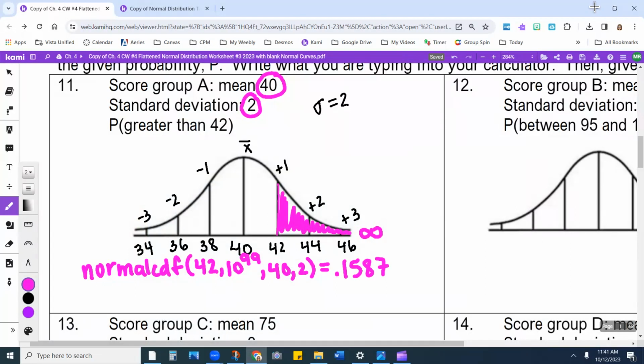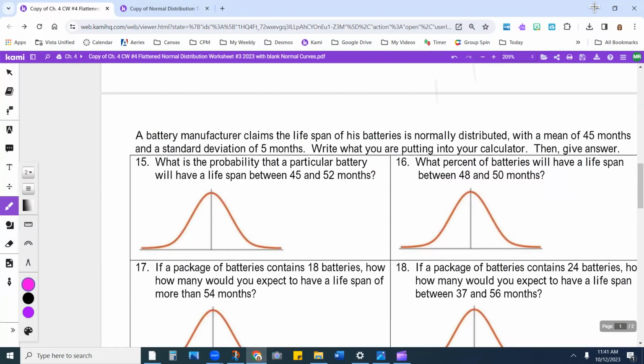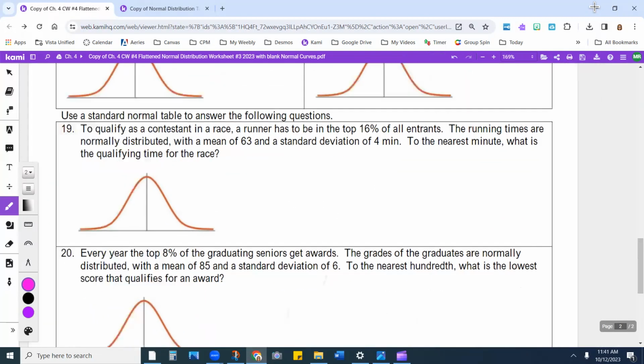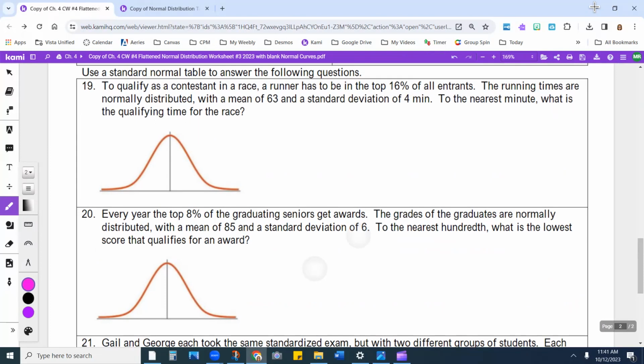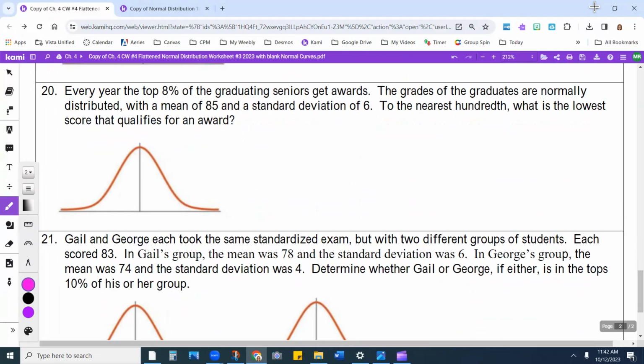Now, I want to take a look at one on the back side. I'm going to start us off with number 20, and then I'm going to take a look at number 19. So on number 20, we want to be in the top 8%. Every year, the top 8% of the graduating seniors get awards. The grades of the graduates are normally distributed with a mean of 85 and a standard deviation of 6. To the nearest 100th, what is the lowest score that qualifies for an award?